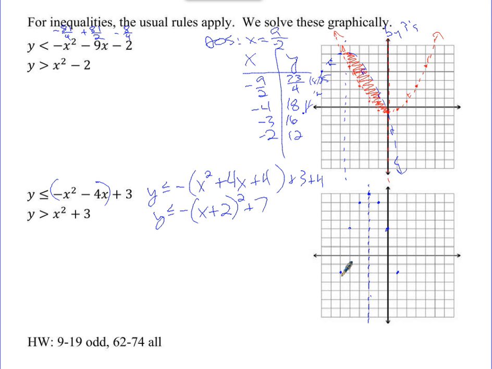Drawing that parabola. This thing is going to be solid or dotted? Solid. There you go. And which way are we shading? Below.